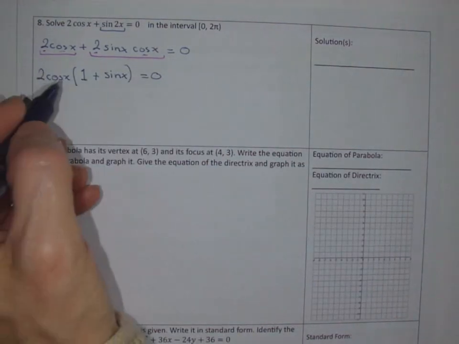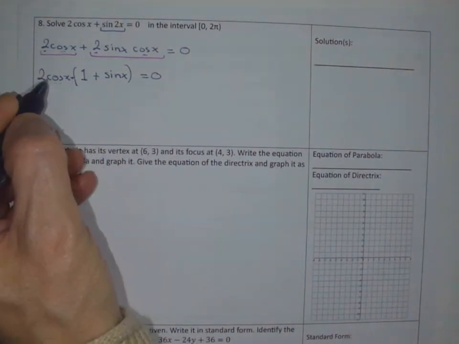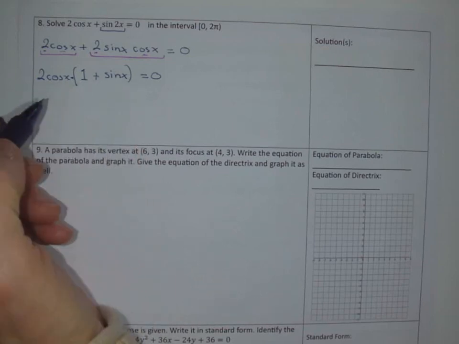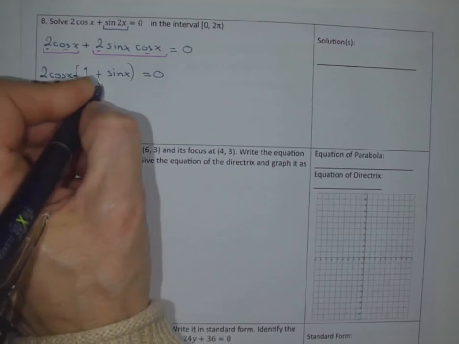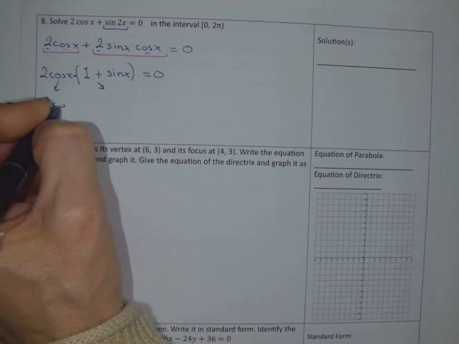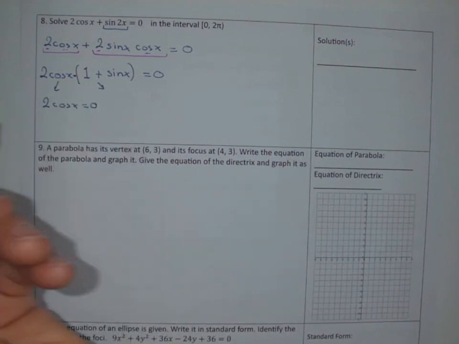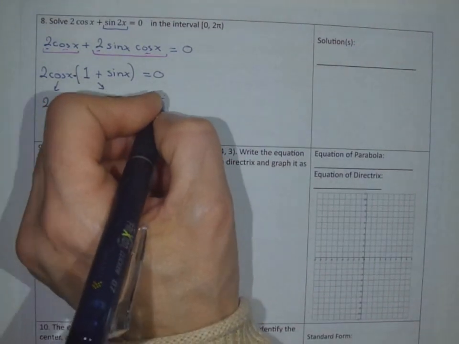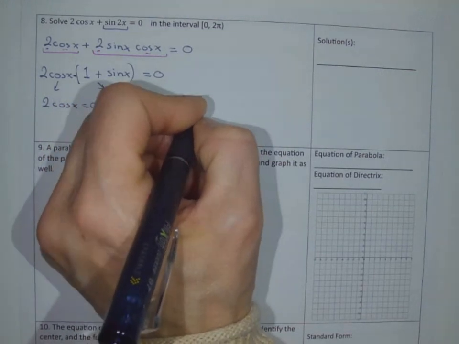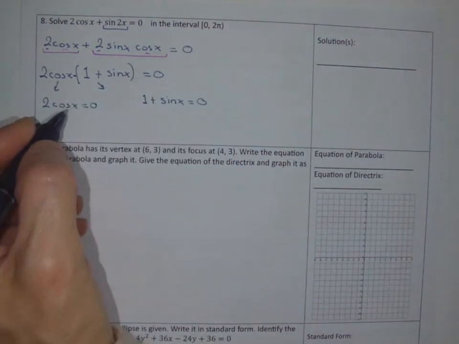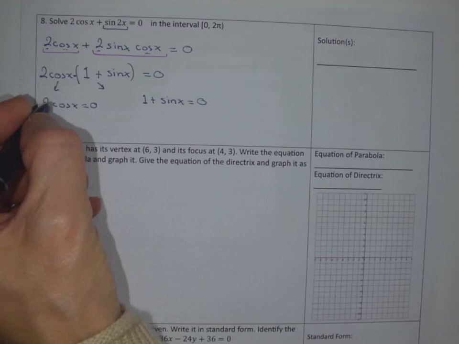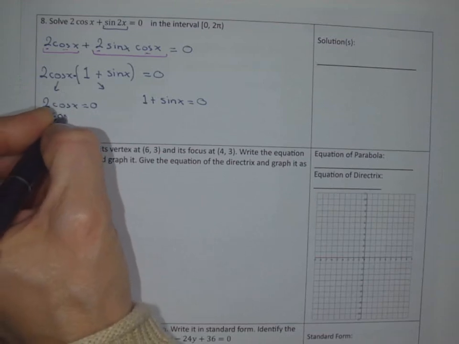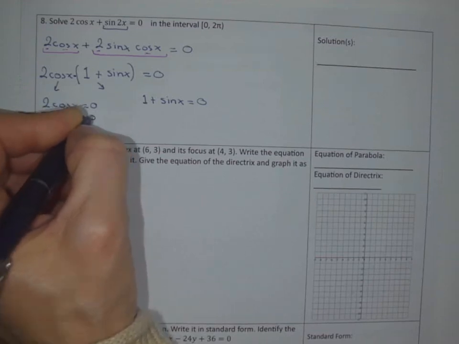And now we use the zero product property, right? We have 2 cosine x multiplied by this binomial, so we're going to set them equal to 0 separately. And then we're going to just solve for x. So here I'm going to divide by 2. 0 divided by 2 is just going to be 0. So cosine x equals 0.